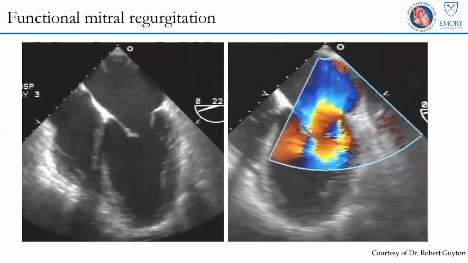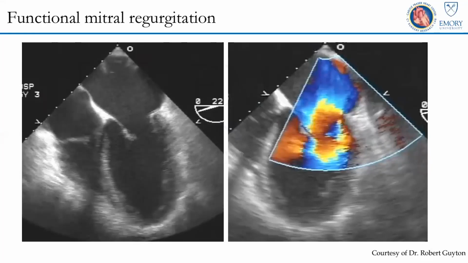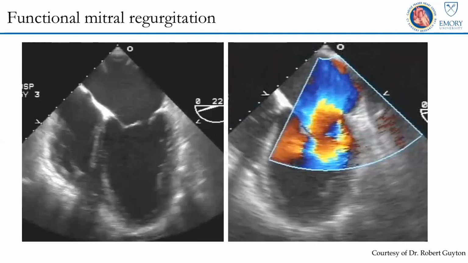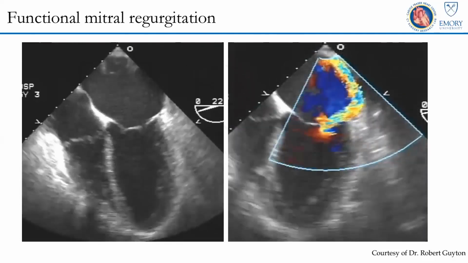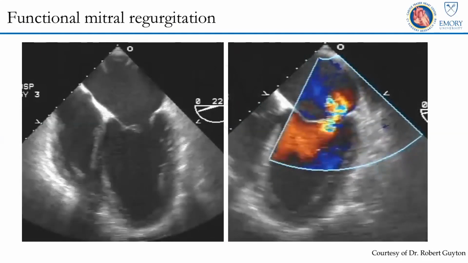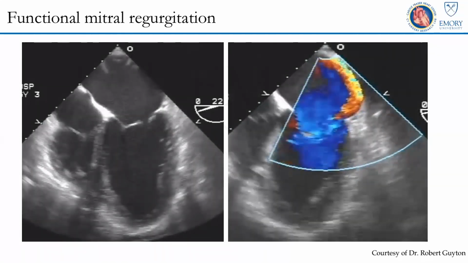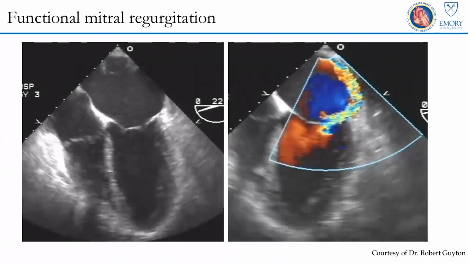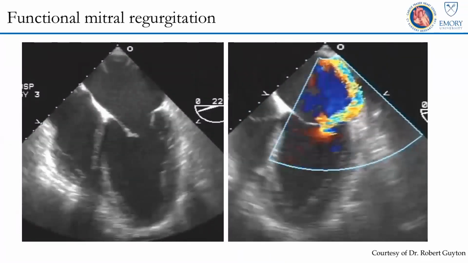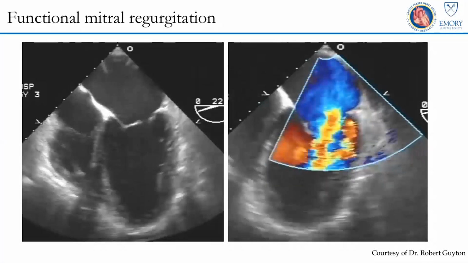This is a typical functional mitral regurgitation patient that you may be seeing in your heart failure clinic. They have a dysfunctional ventricle with a poor ejection fraction. You have tethered mitral valve leaflets and a moderate to severe amount of regurgitation that goes from the ventricle into the left atrium through the mitral valve.